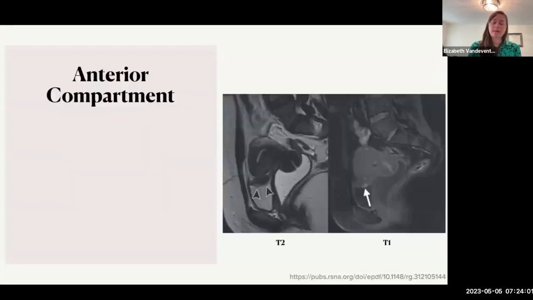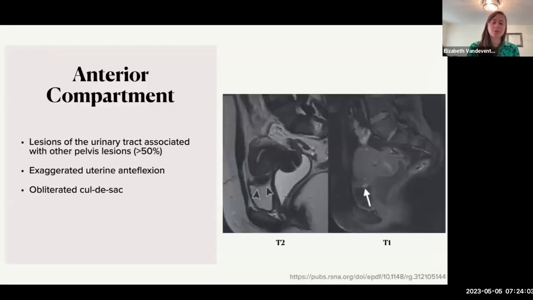So what do we expect when we look at the anterior compartment in terms of symptoms? Patients that have anterior compartment endometriosis typically have involvement of the bladder, as we discussed, or also of the anterior cul-de-sac. These patients that have lesions in the anterior compartment often have additional sites of disease, whether that be endometriomas or different areas of deep infiltrating endometriosis. What we can expect to see, especially if it's involving the anterior cul-de-sac, is that cul-de-sac is no longer visualized.